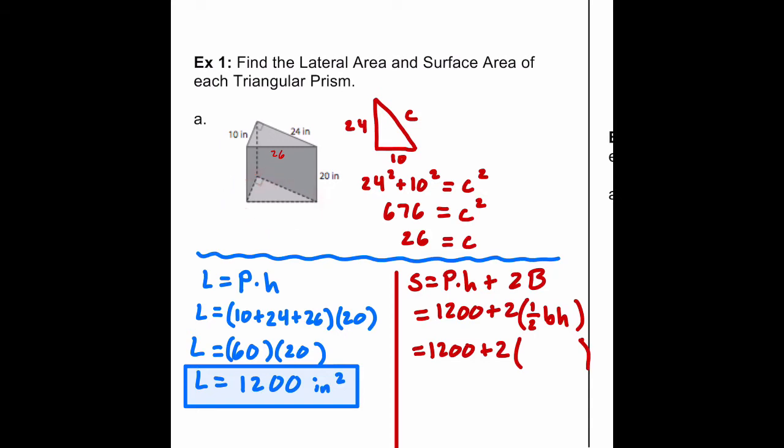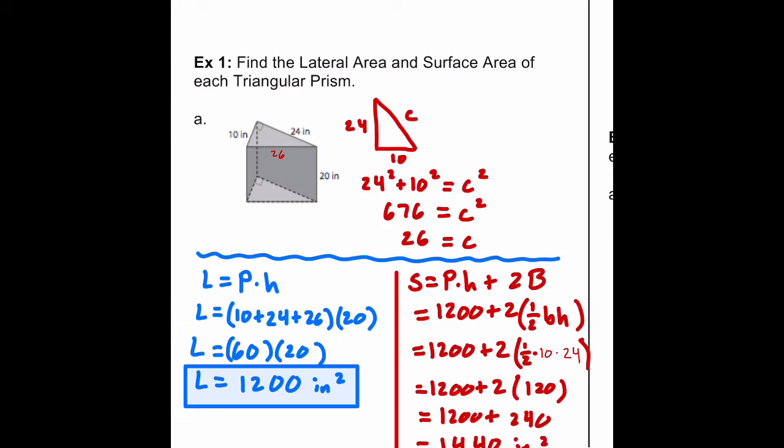And so we end up here with 1/2 times 10 times 24. Okay, and then we can go ahead and evaluate that. So that's going to give me 1200 plus 2 times, let's see, that's going to be 120. And so then we're going to end up with 1200 plus 240. And that's going to give me a grand total of 1440. That's inches squared. All right.